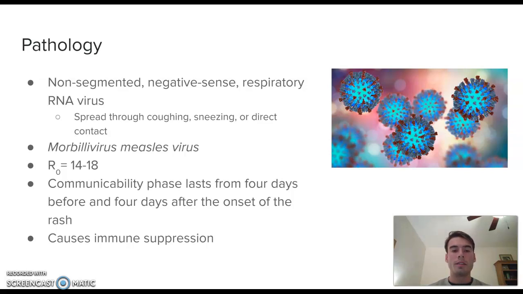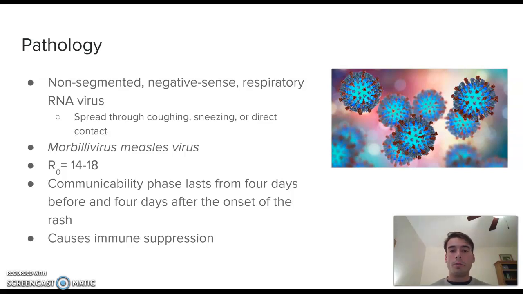The communicability phase, so the time when a person is actually infectious, able to infect other people, lasts from 4 days before to 4 days after the onset of the red rash that's characteristic of measles virus. And measles can also cause immune suppression. It can cause immune suppression anywhere from a few weeks to a few months after being infected with the measles virus. In some very rare cases, it's been seen that measles virus can cause immune suppression up to 2 to 3 years after being infected with the measles virus.